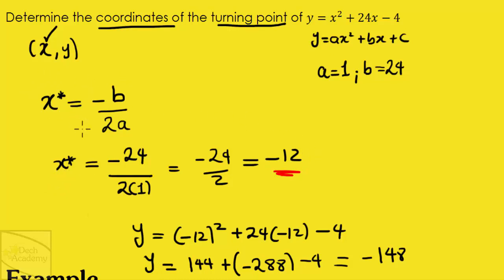Remember, we use this formula to determine the x coordinate of our turning point as minus 12. Good. For the y coordinate, you have to find the corresponding y value to this x value. You replace x with minus 12 in the equation to determine the y value. So we have y is equal to minus 148, and that's the y coordinate of the turning point. So now we have the full coordinates of the turning point. Now we don't know whether the turning point is a maximum or a minimum. We can determine that if we sketch this graph. But we now know that the turning point has these coordinates.